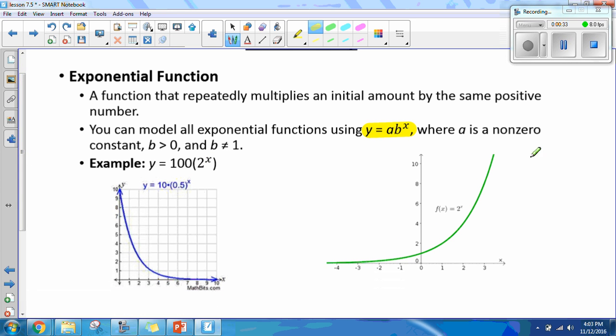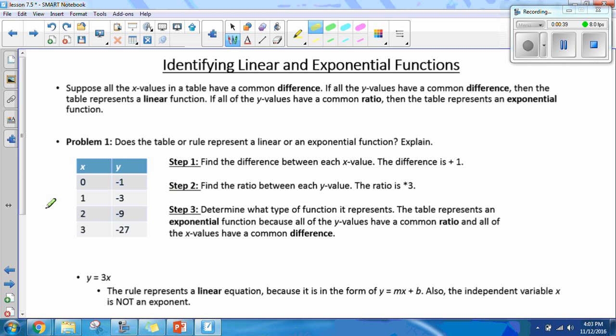These are two graphs of exponential functions. This one's a decreasing function and this one is increasing. Suppose all the x values in a table have a common difference. If all the y values have a common difference, then the table represents a linear function. If all the y values have a common ratio, then the table represents an exponential function.